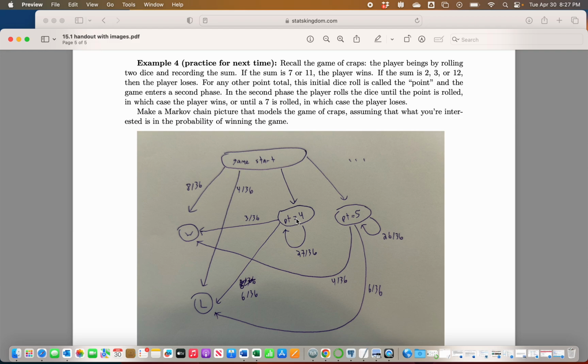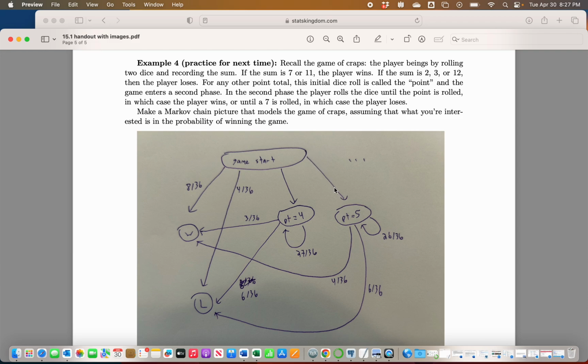Either you roll a 4 again, the probability of rolling a 4 is 3 out of 36, and you win, or you roll a 7, and the probability of that is 6 out of 36, or you roll neither of those, and you just stay in the state. This continue game state. And the probability of that on a single roll is 27 out of 36.